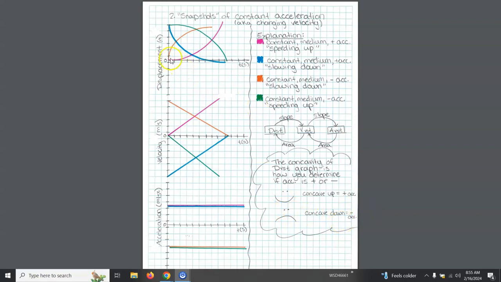So you can have an object moving with a positive velocity, but it's concaving down, showing that that positive velocity is decreasing and getting slower and slower. Or you can have a positive concavity with a negative velocity. So this one had a negative velocity, but a positive concavity, showing that this one is also slowing down. So if the concavity is opposite of the sloping of the graph, that also means it's going to slow down. If the concavity is the same, then that means it's going to speed up, which would be the green and the pink.